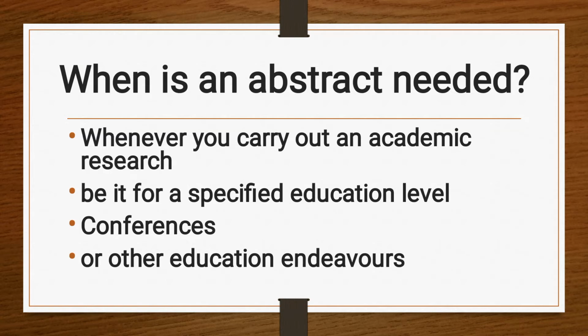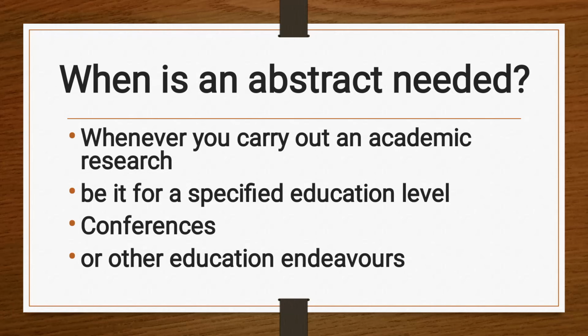Before I tell you what an abstract is, let me tell you when an abstract is needed. An abstract is needed whenever you carry out an academic research. In fact, it can be at higher level, secondary education, or at university level, be it undergraduate or postgraduate. You need an abstract. An abstract is also needed for conferences.